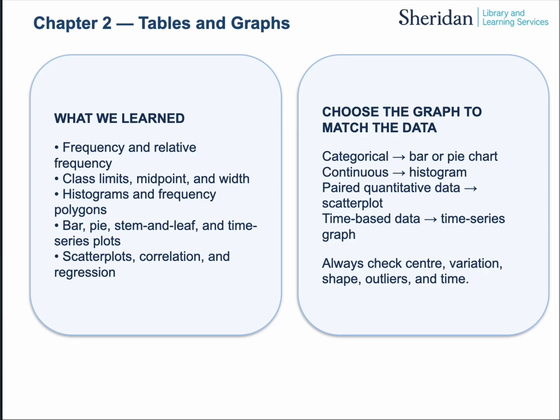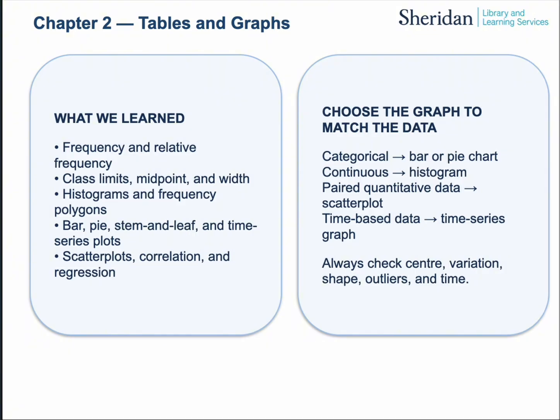These tables help us summarize large data sets and make patterns much easier to identify. We also learned several important terms used when constructing grouped data. For example, class limits tell us where each class begins and ends. Class midpoint is the value halfway between the lower and upper class limits. Class width is simply the difference between consecutive class boundaries or lower class limits. Understanding these definitions is important because they are frequently tested in quizzes and exams.